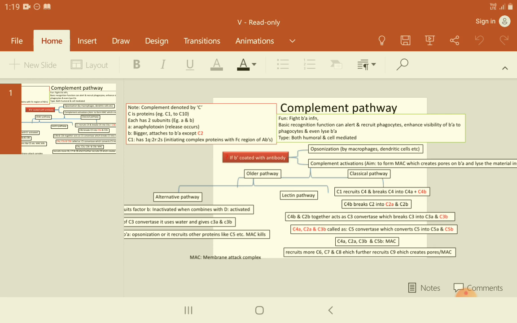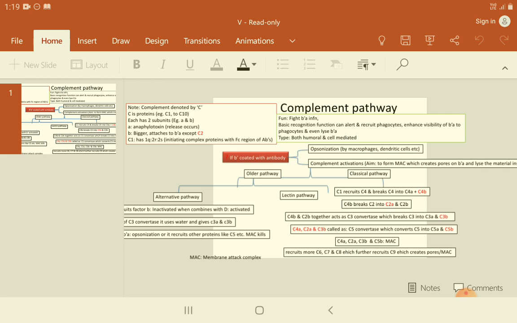Before understanding the pathways of complement, you should understand these terminologies. Complement is denoted by C. C is a protein, for example, C1, C2, C3 up to C10, each of which has two subunits. For example, C3 has C3A and C3B. So A and B, these two subunits, are available for each complement.